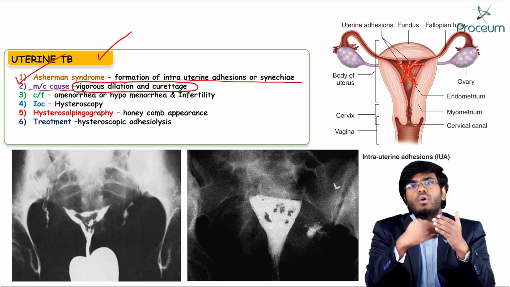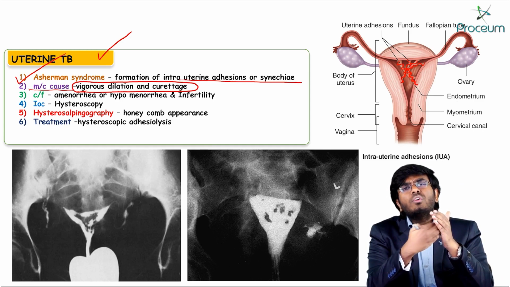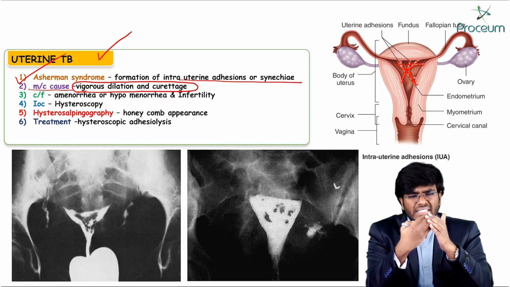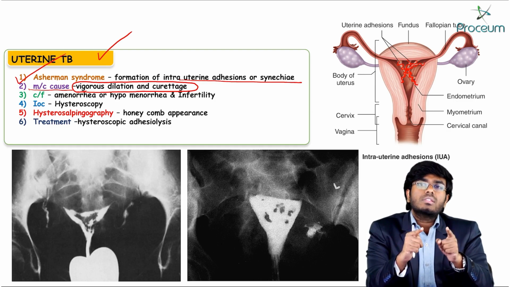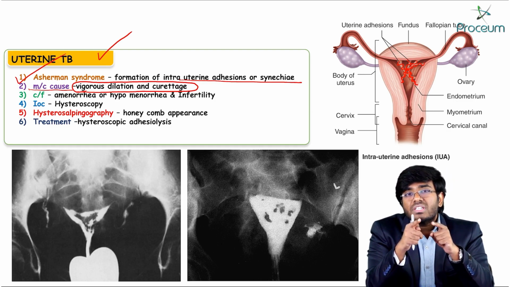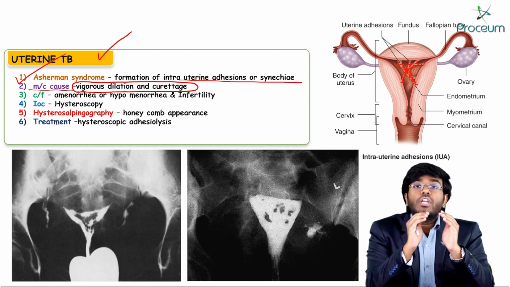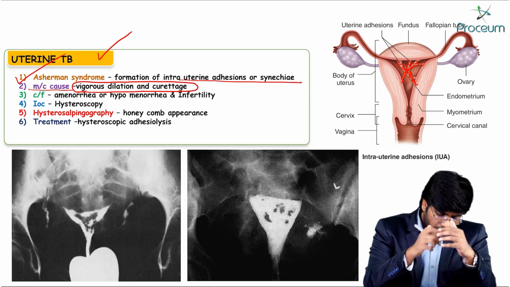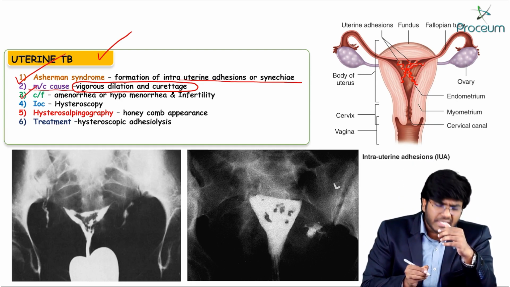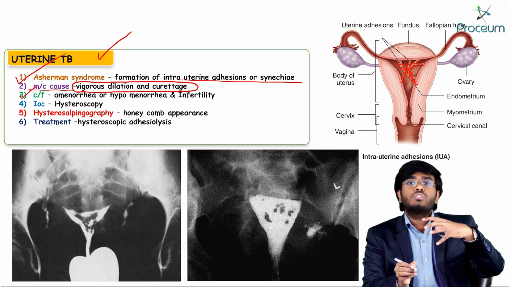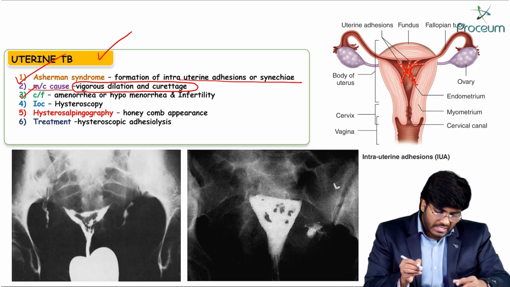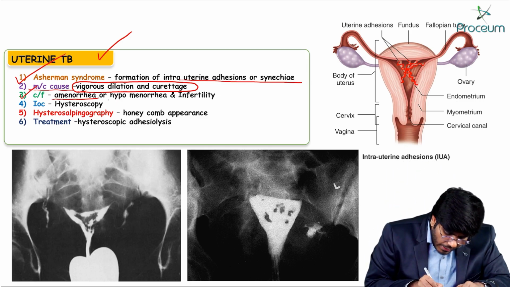Okay, abortion. There is too much vigorous dilation and curettage. Excessive scraping can cause inflammatory changes in the uterus, and that can lead to intrauterine adhesions. Now, what are the clinical features, guys? If the female has this uterine TB, Asherman syndrome, she will have amenorrhea or hypomenorrhea.